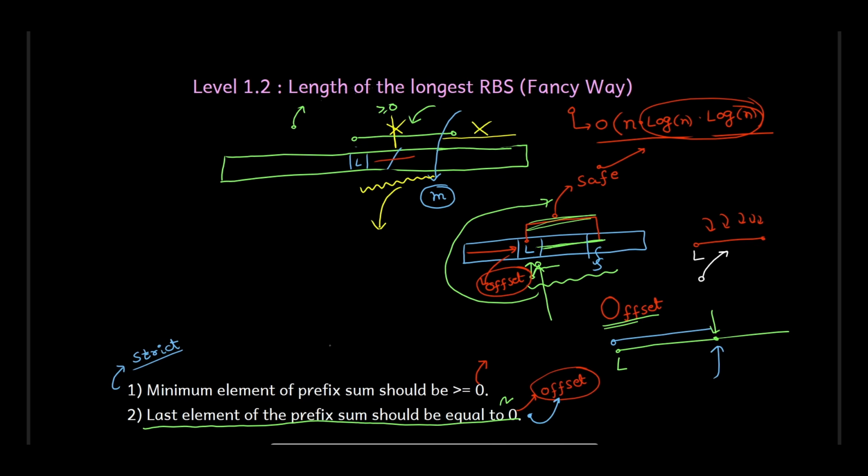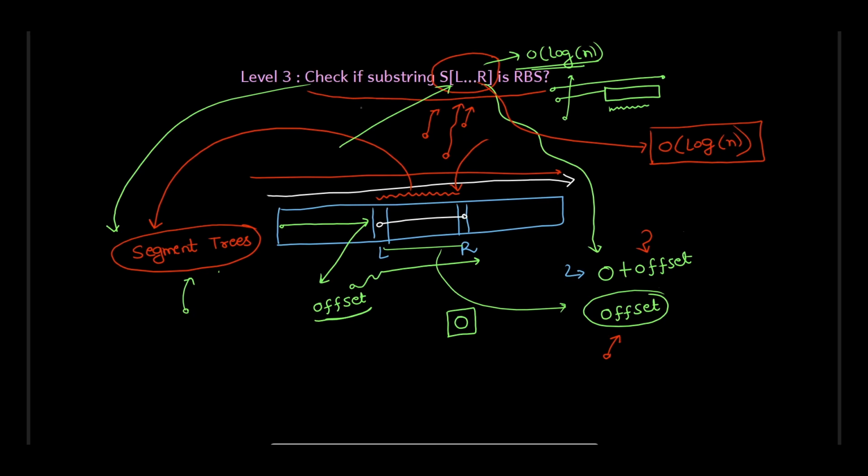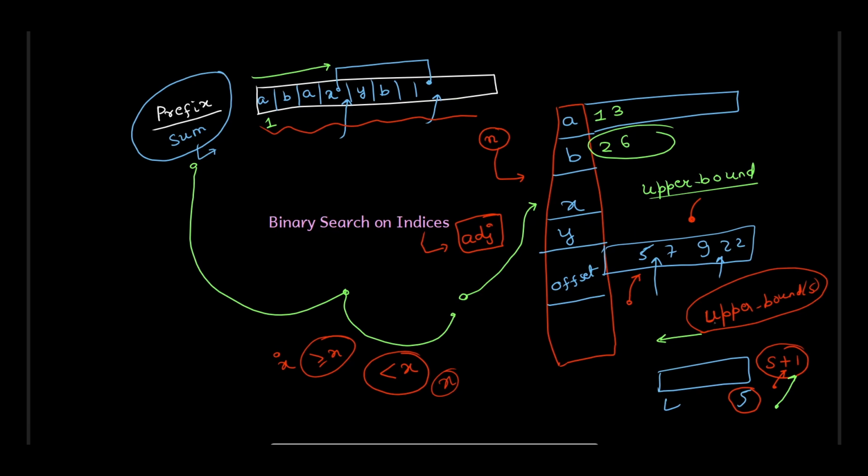And now you can already see that with this trick you can also solve the problem of counting the number of valid RBS that starts at that index L. How do you do that? This time, since you have located the vector that contains all the indices where this offset is achieved, what you are looking to find is how many integers in this vector fall in this range L to S, and this is your classic upper bound minus lower bound trick.